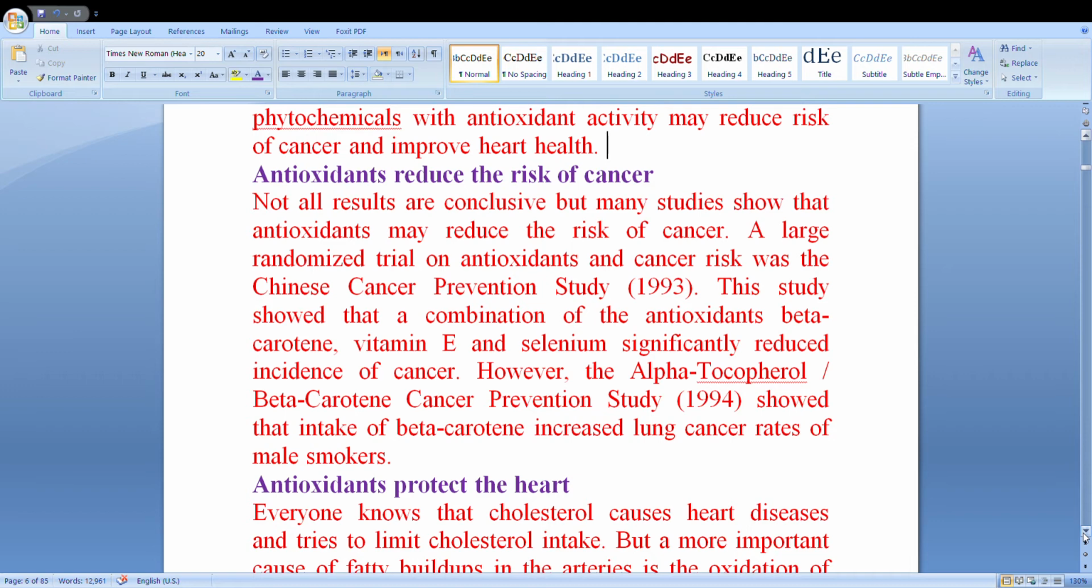A large randomized study on antioxidants and cancer risk was the Chinese Cancer Prevention Study, 1993. This study showed that a combination of the antioxidants beta-carotene, vitamin E, and selenium significantly reduced the incidence of cancer. However, the alpha-tocopherol, beta-carotene cancer prevention study showed that intake of beta-carotene increased the lung cancer rate of male smokers.